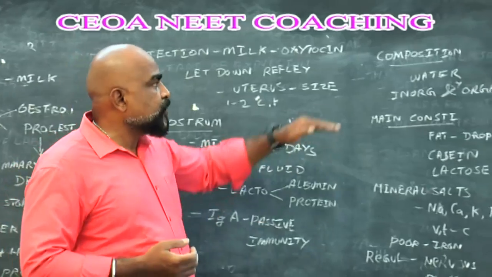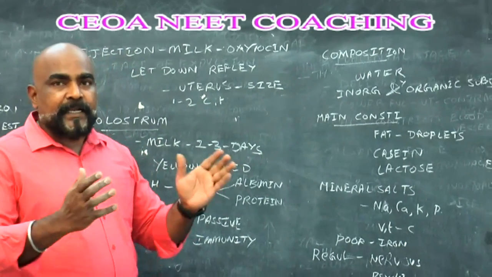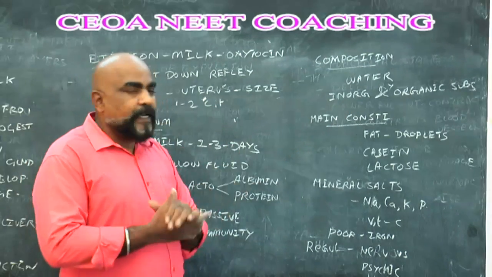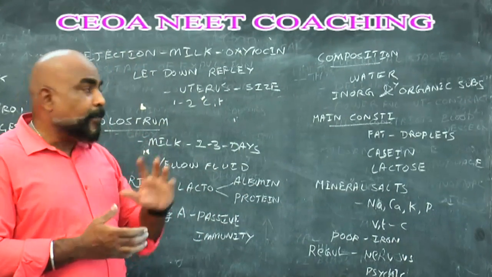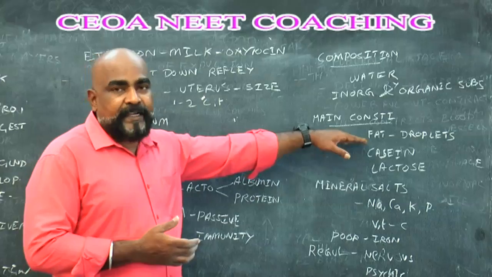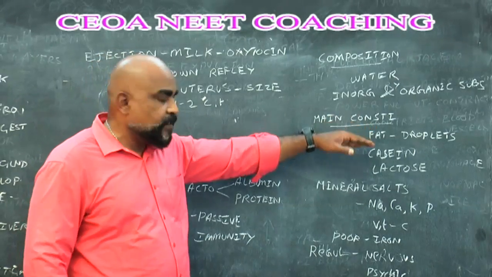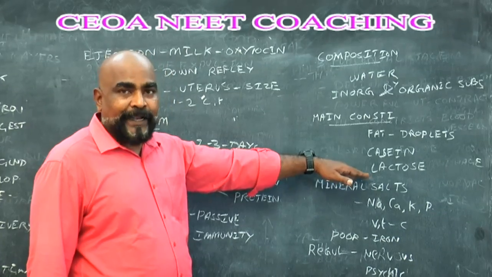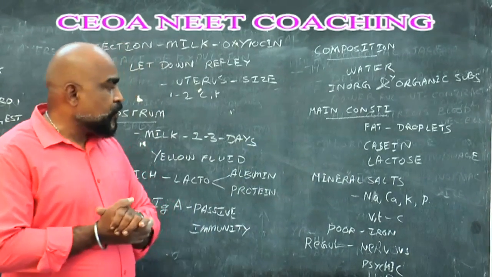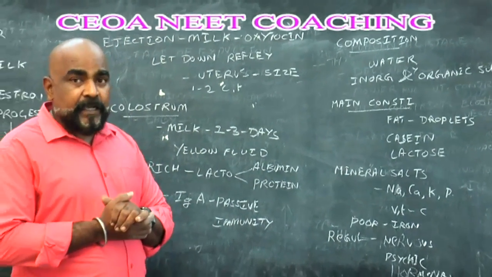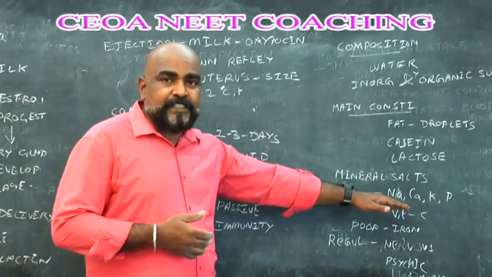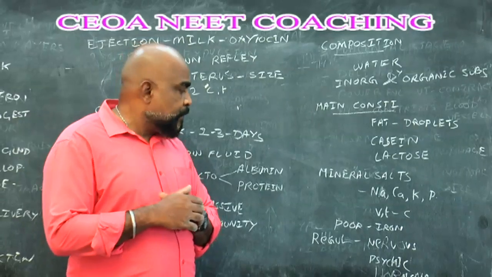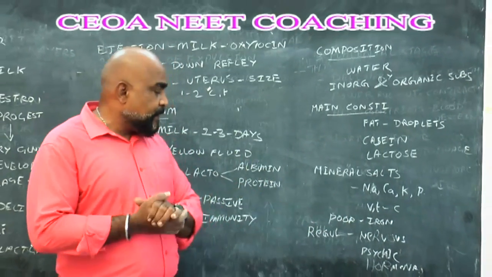Coming to the composition of milk, it contains a large amount of water apart from the inorganic as well as organic substances. The main constituents are fat, which exists as droplets, the protein casein, and the sugar lactose. Apart from this, it contains mineral salts like sodium, calcium, potassium, phosphorus and a small amount of vitamin C. But milk is very poor in iron content.